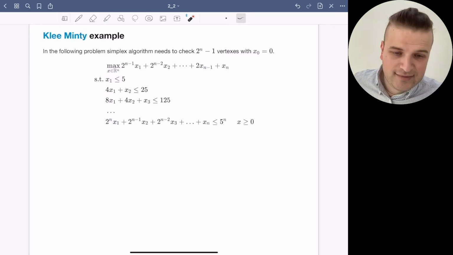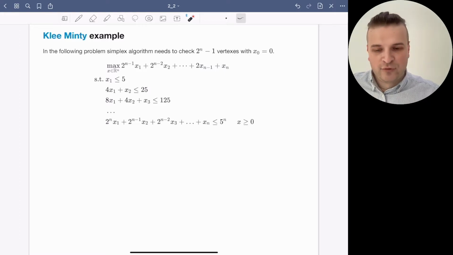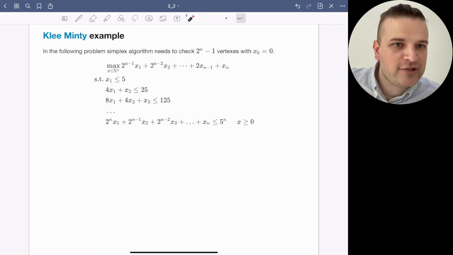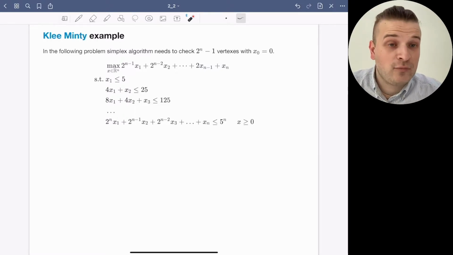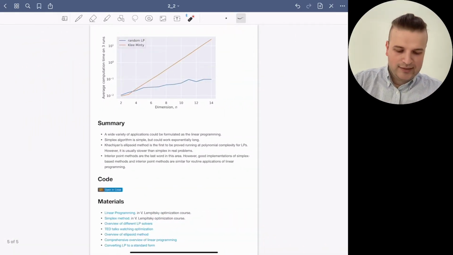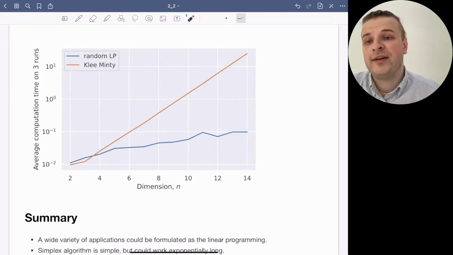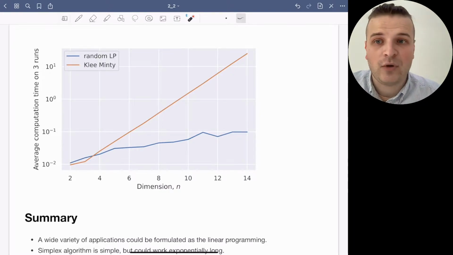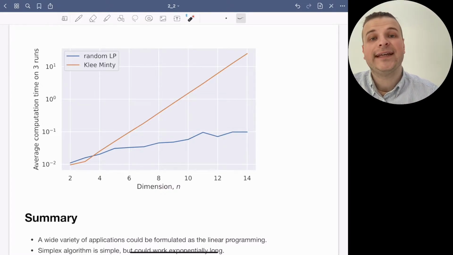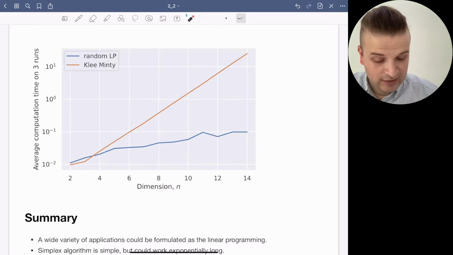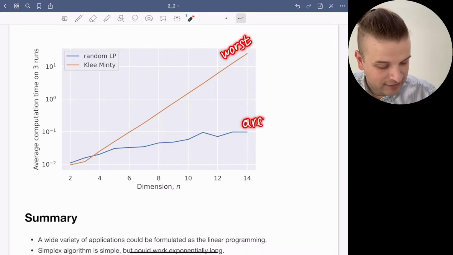But in practice, it typically converges much faster. It converges pretty okay. This convergence is okay for most of the problems, which is illustrated in this plot. Here is the dependence of the average computational time on three runs and on the dimension of the problem, and the orange one is the worst example here, and here is the average random example.